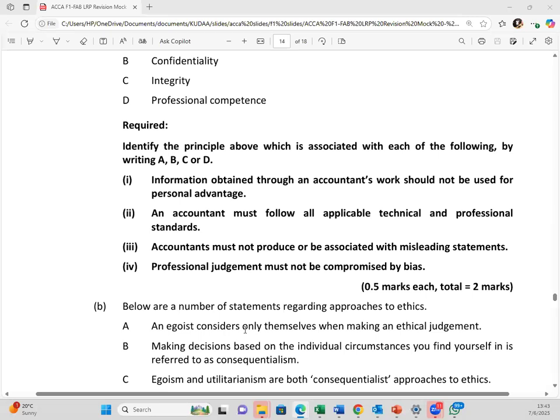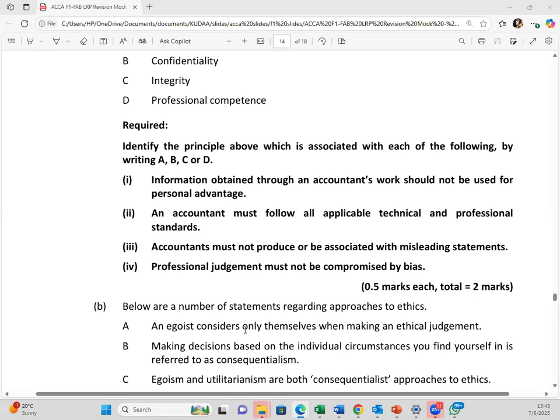Accountants must not produce or be associated with misleading statements. What can we say about that? That's integrity. Behaving with integrity, that's being honest. So you're supposed to behave with integrity. That's being honest in your behavior.